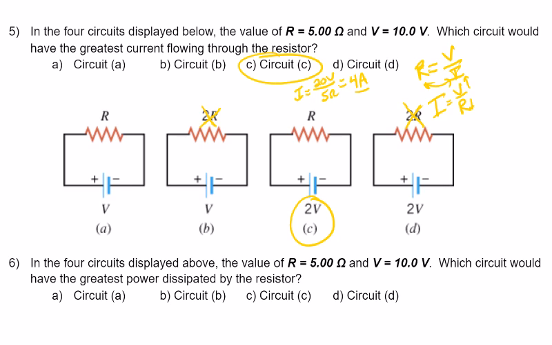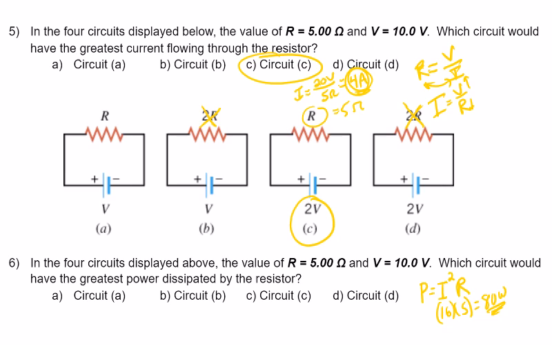Then I come down here to which one has the greatest power dissipated by the resistor. For this one, I'm going to have to kind of think. There's 2 different ways to do this, but probably the easiest is if I go to power is equal to the current squared times the resistance. We could do it this way. Since this has 4 amps and the resistance is 5 ohms, that's going to be 16 multiplied by 5. And when I take 16 multiplied by 5, I get 80 watts here.